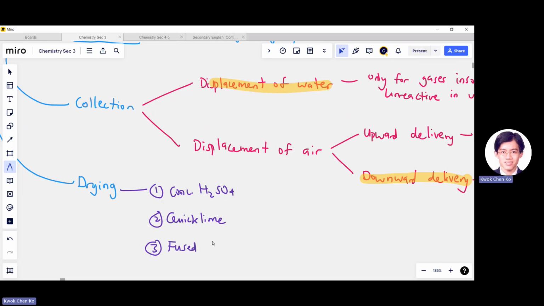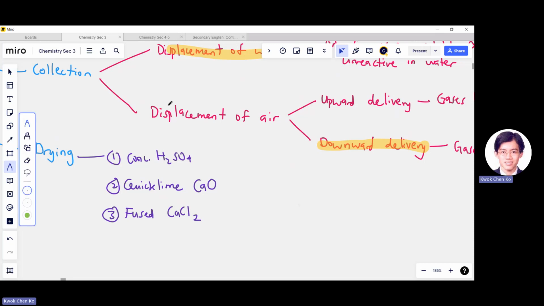And I'm using the formula, so try to recognize the formulas. What's the formula for quicklime? Quicklime is calcium oxide. You have to know the formulas. But don't worry, you've got the rest of 2 years to learn it.